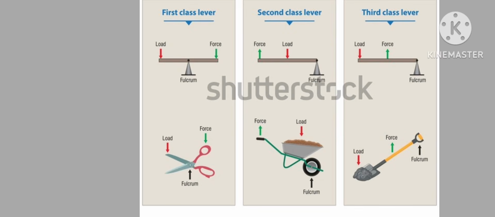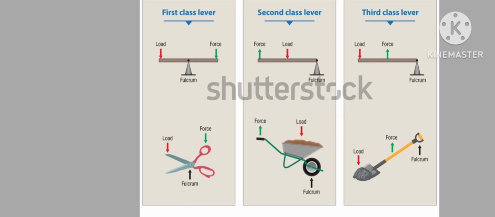One of the most important examples of second class lever is the wheelbarrow, and other examples are nutcracker, bottle opener, hole puncher, etc. And in the third diagram, you can see the third class lever. In the third class lever, the force or effort is in the middle, and the load and fulcrum are on either side, so force is between the load and fulcrum.